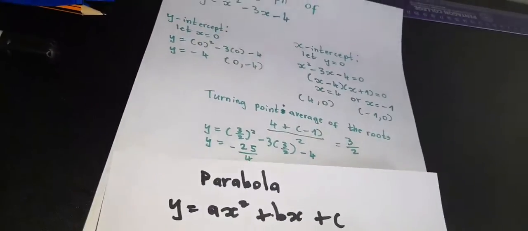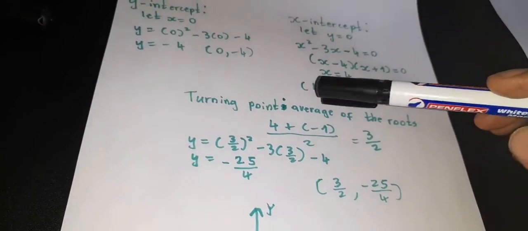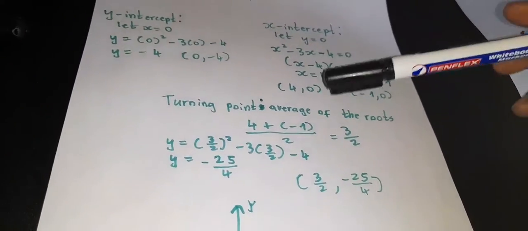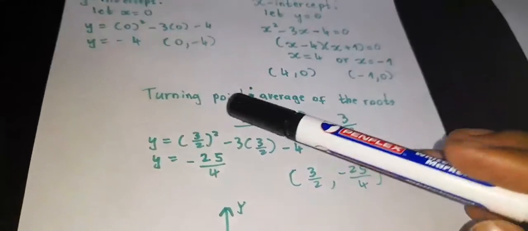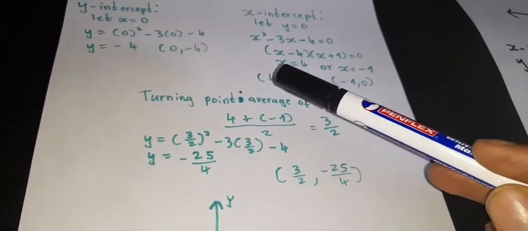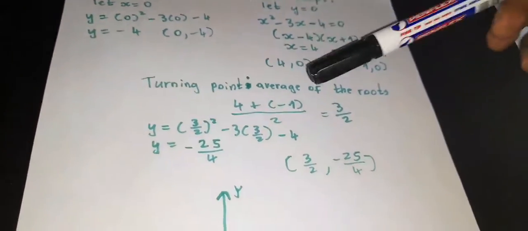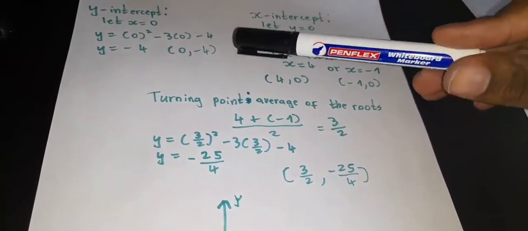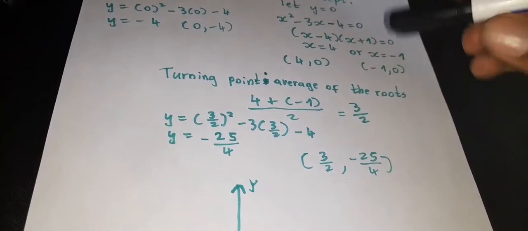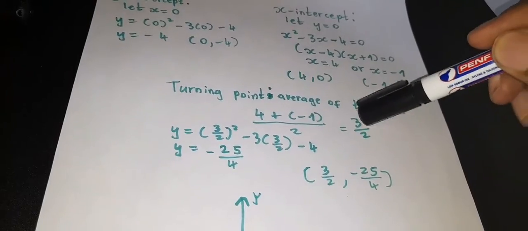And then let me remove this here. We have the turning point. I think there are 3 or more formulas that you can use to calculate the turning points. Some use x equals negative b over 2a, and some might use the average of the roots. Remember that the turning point is between the two roots. Even if you use negative b over 2a, you still get 3 over 2 as your x turning point.